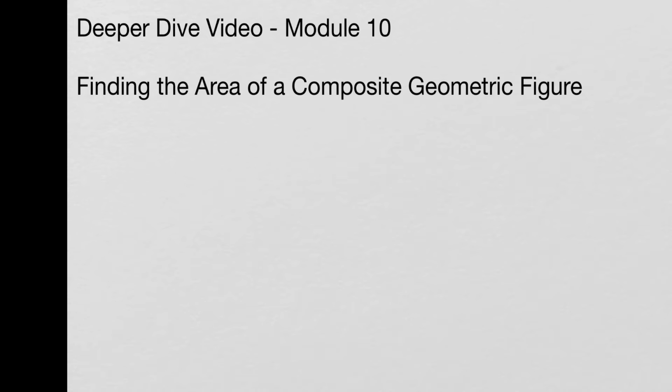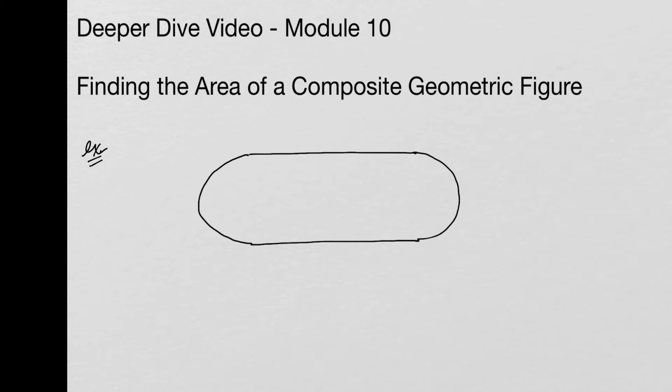So for example, let's say we have this figure which you can think of as like a track. So you have two straight sections, and then at the ends we have like half of a circle. It's called a semicircle. So let's say it does that, and then over here it does that.